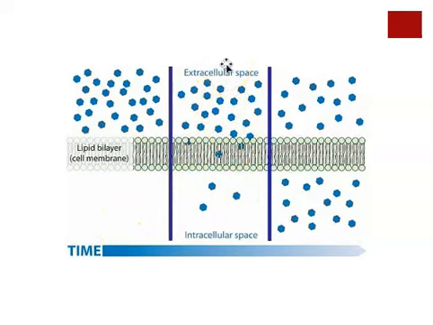The direction of movement here is from the area where there's a high concentration across the membrane to an area where there's a low concentration. And that's going to continue across time until this happens, until there's an equal concentration on both sides of the membrane. And that is equilibrium. That will be the time that the simple diffusion process ends.